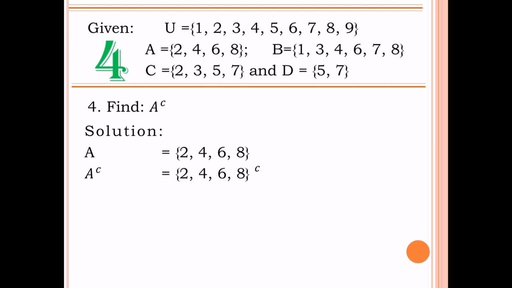So what do you think would be the elements to complete the set A? Let's look back at the universal set. Right now we have 1, 3, 5, 7, 9 as the elements to complete the set A. Okay, so I hope you have a clear understanding about the operations on sets.